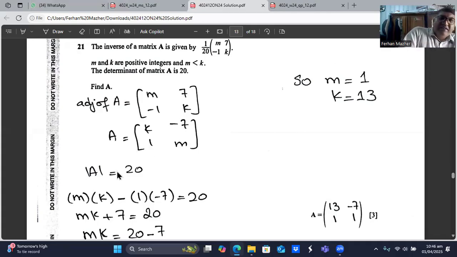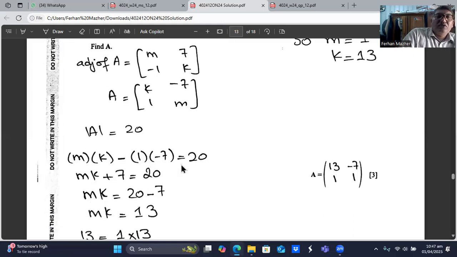Now the determinant is 20. It is already given. So for determinant, we multiply these two members with each other. Then we write minus. Then we multiply these two members. So M into k minus 1 into minus 7 is equal to 20. So that means Mk plus 7 is equal to 20. So Mk is equal to 20 minus 7. So Mk is equal to 13.